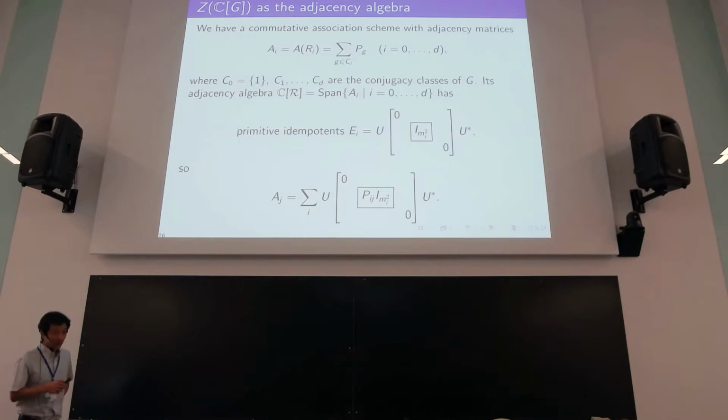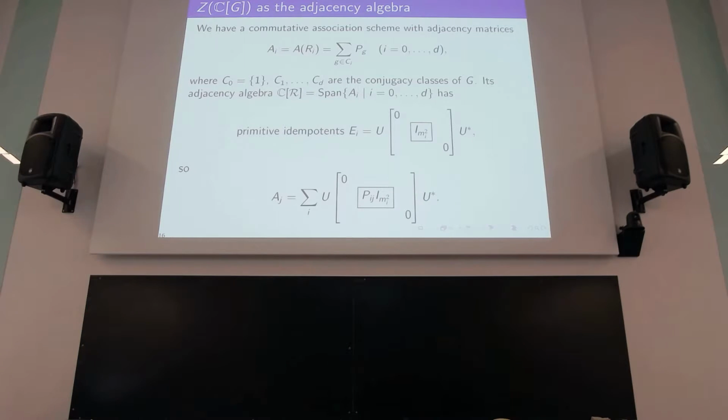The way I define the scalars Pij was that when I want to express Aj in terms of the primitive idempotents Ei, the coefficient is defined to be Pij. They are both diagonal matrices after sandwiching by U and U star. So these Pij are nothing but the diagonal entries of Aj after diagonalization. So Pij appears exactly on the diagonal.